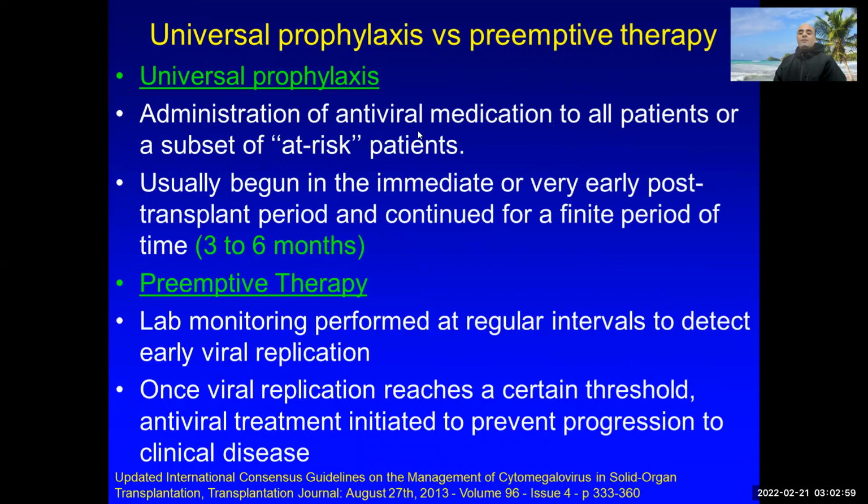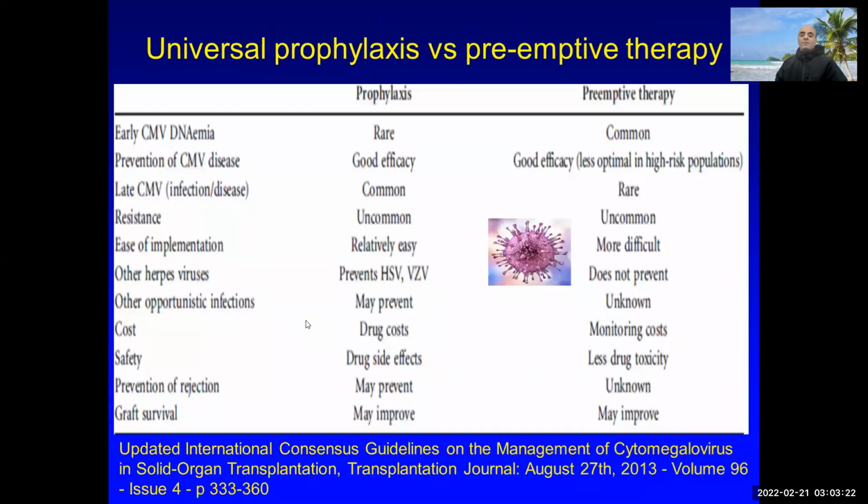Universal prophylaxis versus preemptive therapy. Universal prophylaxis is administration of antiviral medication to all patients at risk, especially at-risk patients, for 3 to 6 months. Preemptive therapy is serum lab monitoring performed at regular intervals to detect early viral replication. By follow-up, if the CMV viral load starts to be above 2,000, you should start management for your patient.